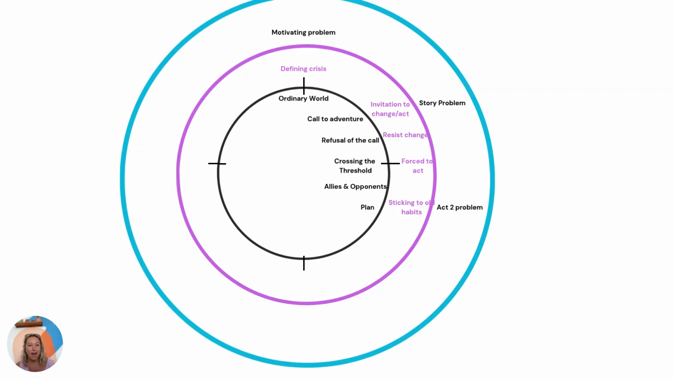You can also have it where you have the story problem, and then the Act 2 problem bubbles up, and then the Act 2 problem leads to a plan, or kind of the other way around. But they both work. I just like that those are tied together. And the important thing is that whatever that cause and effect looks like, the character is sticking to those old habits and stuck in their ways.